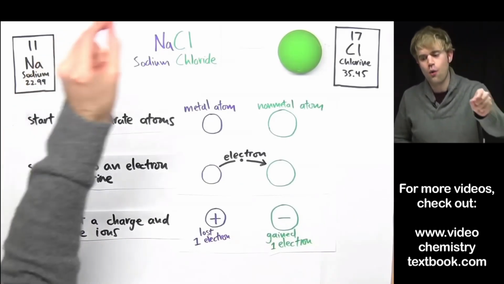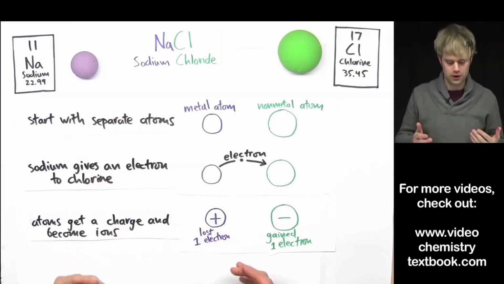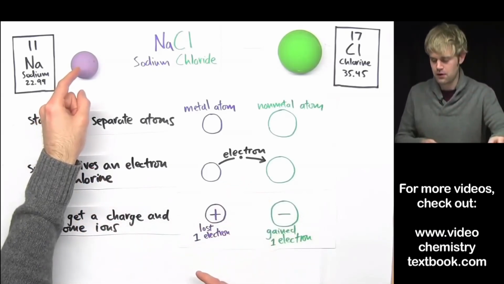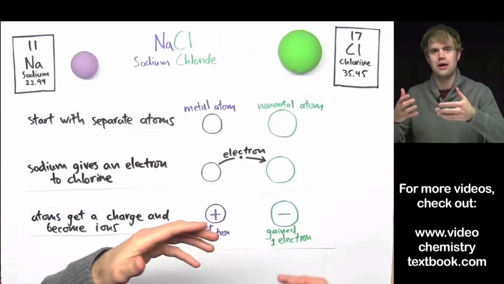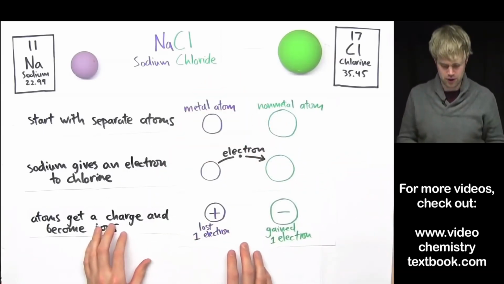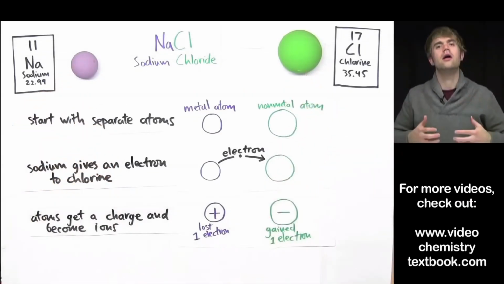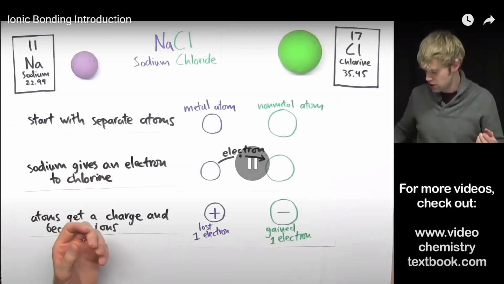Sodium gives away one of its electrons to the chlorine, so it loses one electron. It has one fewer electron, and that's going to give it a positive charge because it lost an electron. But chlorine gained one of the electrons from sodium, so it's going to get a negative charge because of that extra electron. So now these two atoms take on electrical charges. And what do we call atoms that have charges? It's another I word.